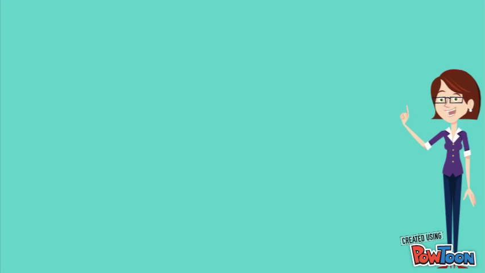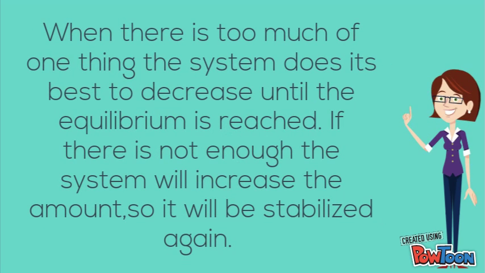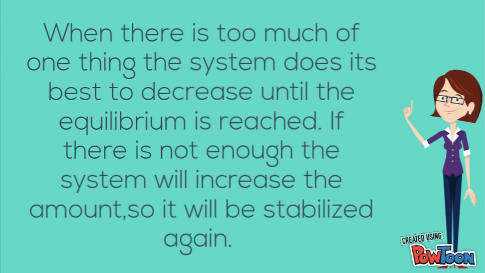Therefore, negative feedback loops respond in order to get back to stability. When there is too much of one thing, the body does its best to decrease it until equilibrium is reached. If there is not enough, the system will increase the amount so it will be stabilized again.